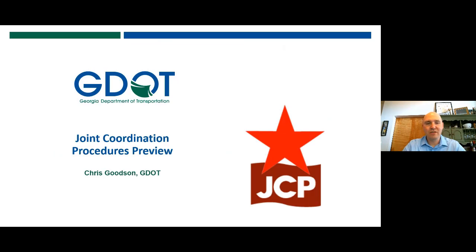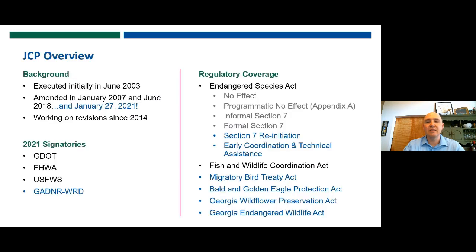Without further ado, I'd like to jump into the Joint Coordination Procedures. The Joint Coordination Procedures is an agreement that we signed with Federal Highway and Fish and Wildlife back in 2003, and it was amended in 2007. We've had another amendment in 2018, and then finally, after years of work by a lot of different people, we had it amended again on January 27th, 2021.